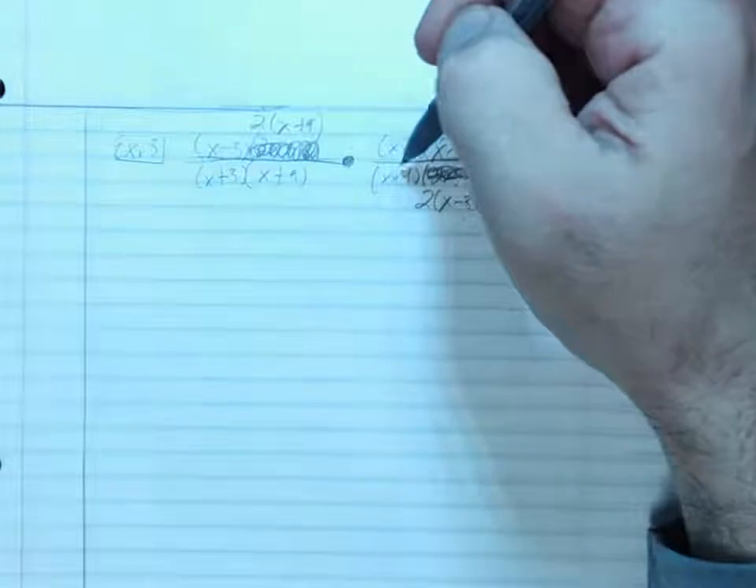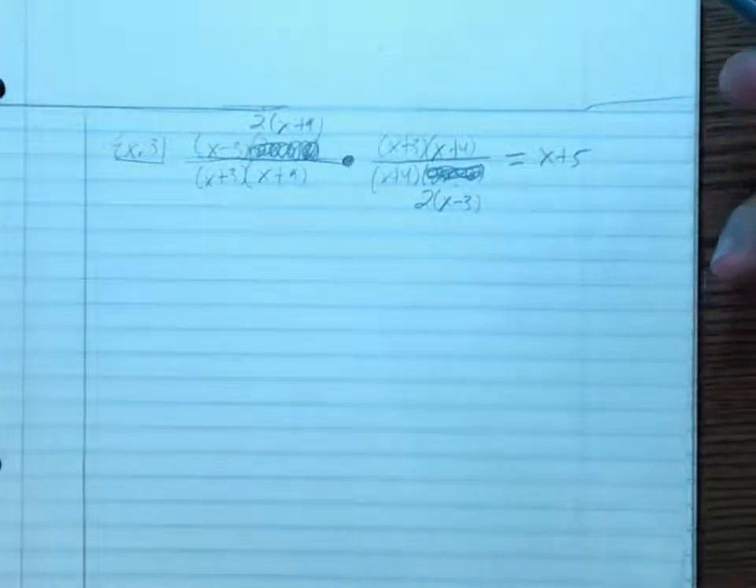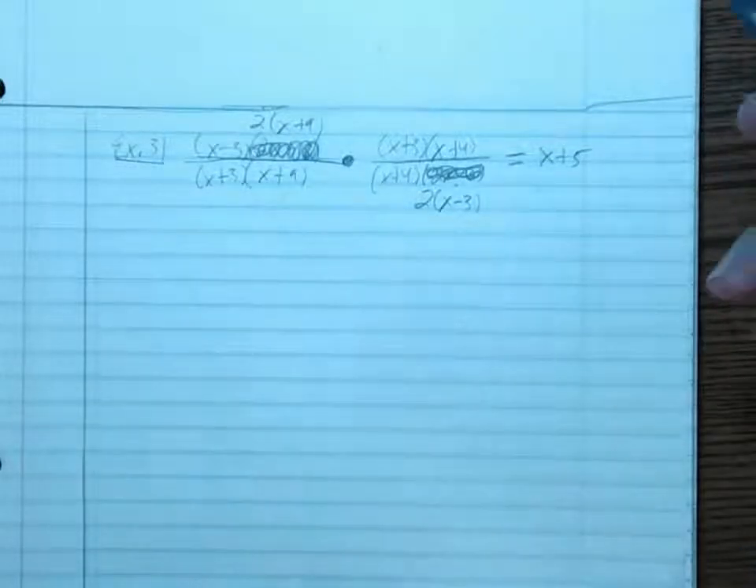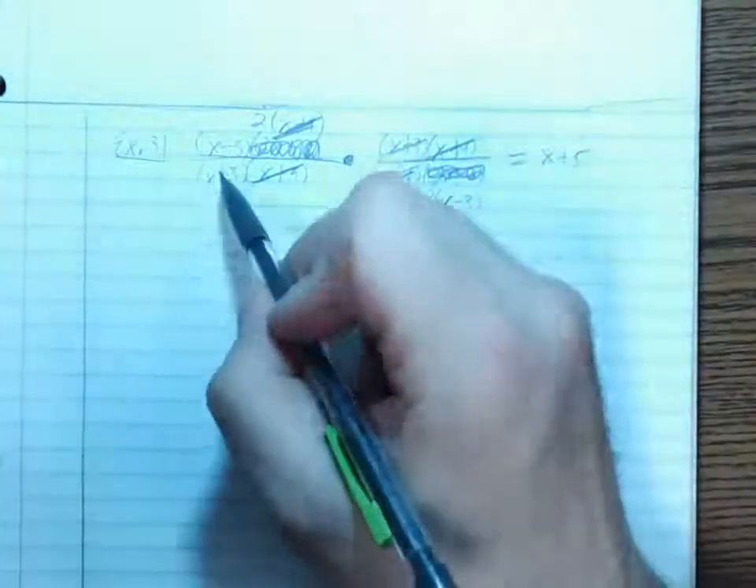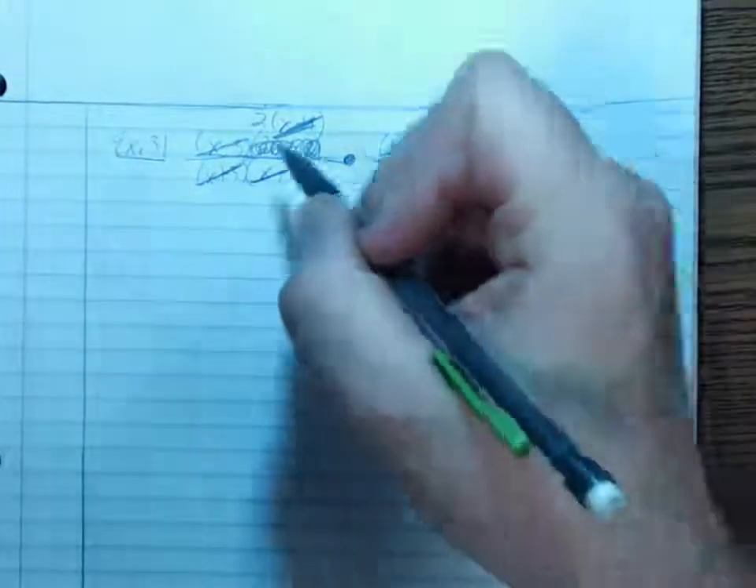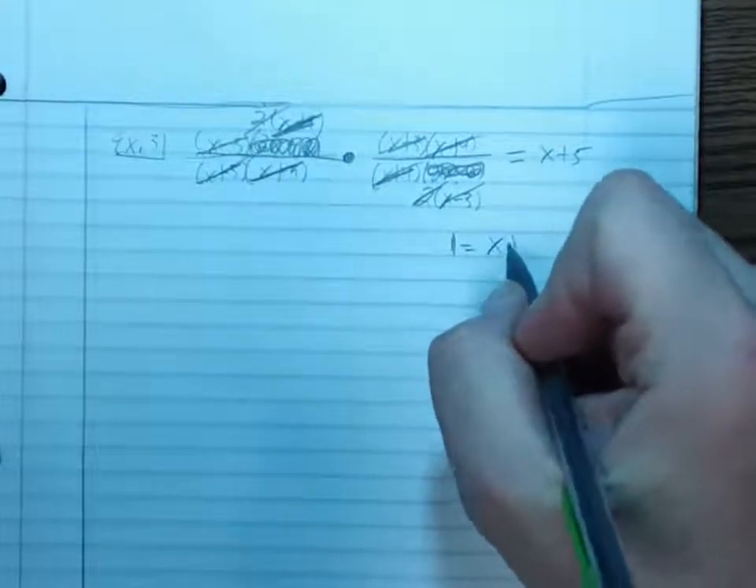The next move then is to cancel anything that I can. As long as the factor is on top and on bottom, it cancels, which works out really quite nicely. So let's see what we can cancel. I see the x plus 9 is going on here. I see x plus 4 here. x plus 3, x minus 3, the 2's. In fact, every single thing cancels. And when that happens, that means the whole thing is equal to 1, which leaves me with this very simple problem. 1 equals x plus 5.